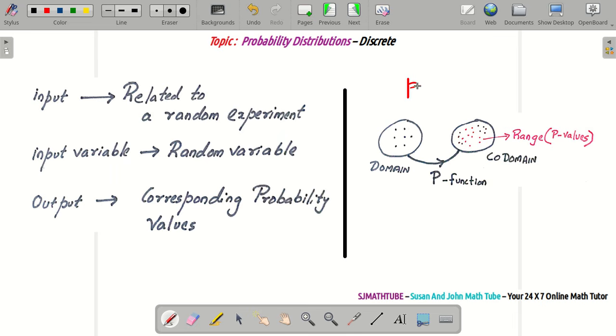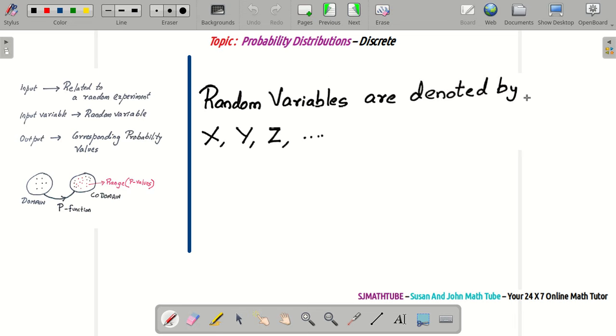Basically, a probability function will look like this. We have a domain and the input will be related to some random experiment, and we will find the probability value of each and every input, because in a function every element in the domain should have an output, and the pink colored ones will define the range. And remember one thing, I hope you understand what is meant by random variable.